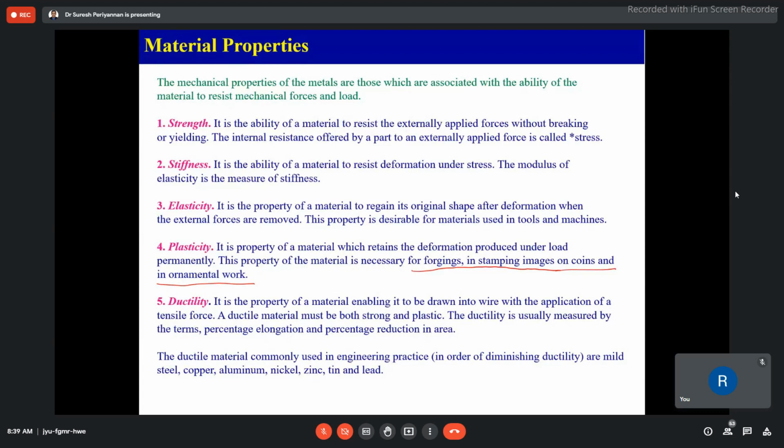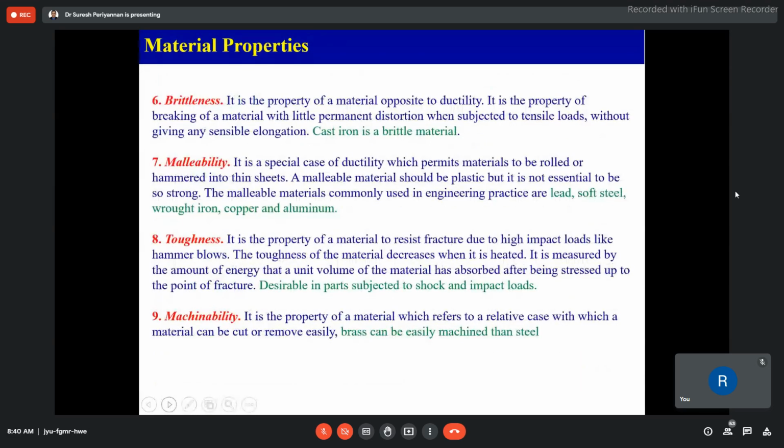Ductile behavior is mostly seen in materials like mild steel, copper, and aluminum. Now come to brittleness. In brittleness, when you apply the load, the material fails, that is, breaks, with only a little deformation. That is brittleness.